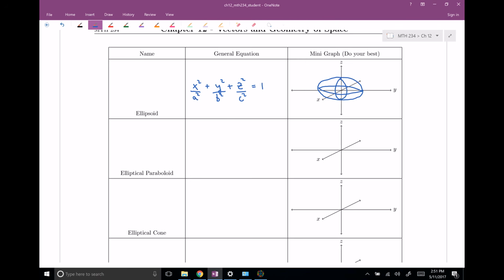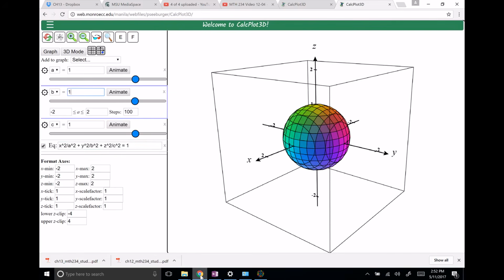Okay, moving on. Elliptical paraboloid. The general equation is x squared plus y squared equals z. And because it's the general equation, let's sprinkle in some coefficients. We can divide by a squared, we can divide by b squared, and we can divide by c here. So this is what the general equation of an elliptical paraboloid is. What on earth does it look like? Let's go back and take a look.